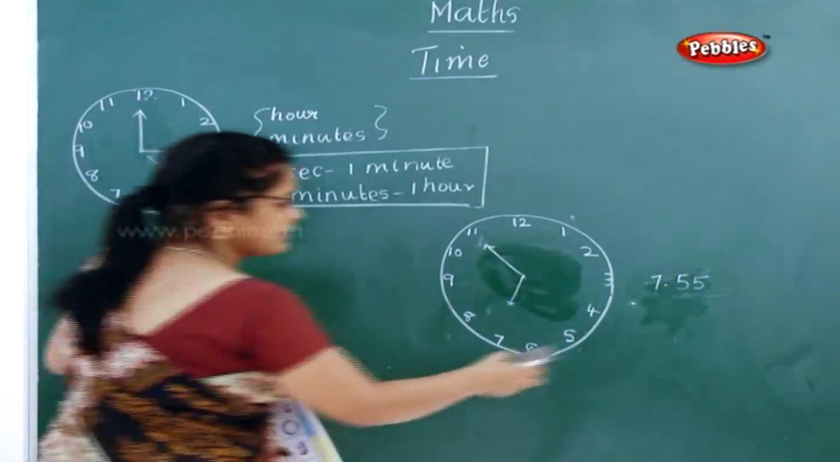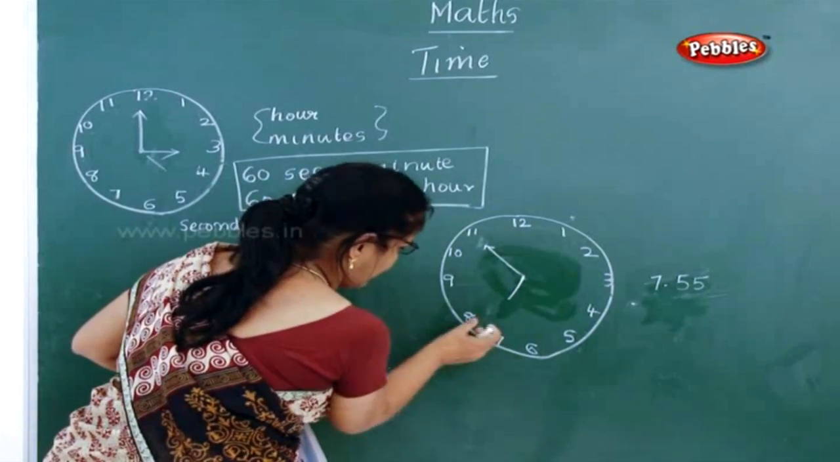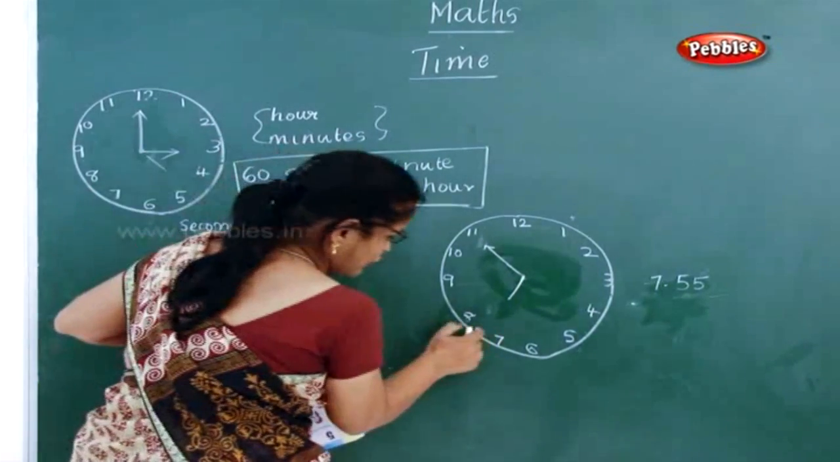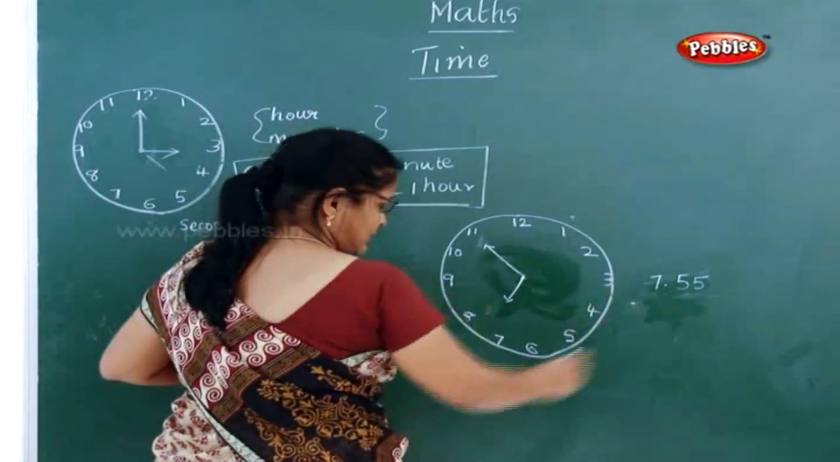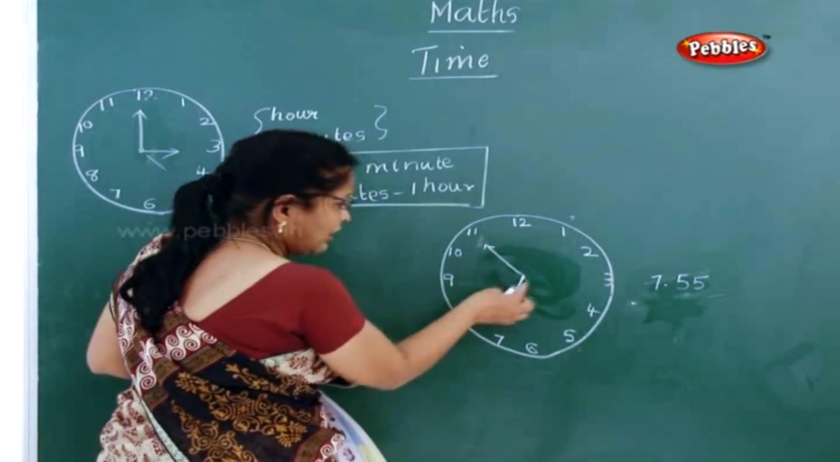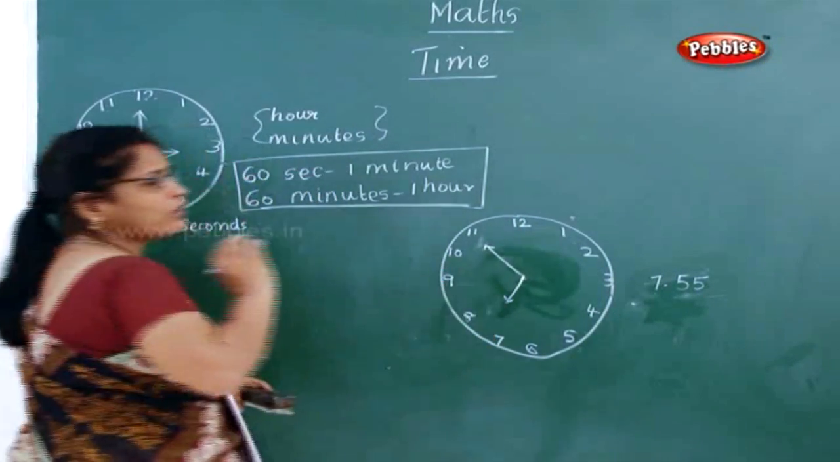See, I'll tell you now, it is 7:55, no? Actually, the small hand should be between 7 and 8. It should not go straight to the 8. It should be in between 7 and 8, because 7:55 means it will go to 8 o'clock. So, slowly, when it comes to 60, automatically the small hand will come straight to 8.